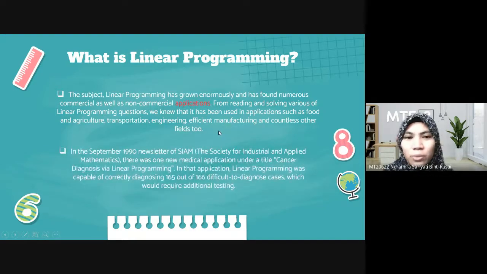One example that I want to highlight is that in the September 1990 newsletter of SIAM, the Society for Industrial and Applied Mathematics, there was one new medical application under the title Cancer Diagnosis via Linear Programming. In that application, linear programming was capable of correctly diagnosing 165 out of 166 difficult to diagnose cases, which would require additional testing. Isn't that just amazing?